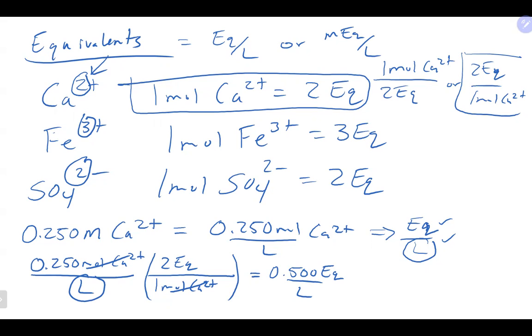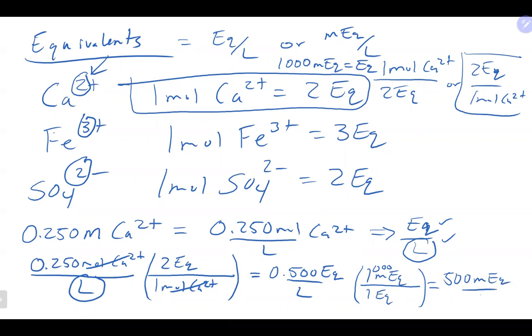And if I wanted milliequivalents, milliequivalents is the same thing as milliliters and liters. There are 1,000 milliequivalents in an equivalent. So if we wanted milliequivalents per liter, you would just do one more conversion, where in 1 equivalent there are 1,000 milliequivalents. It's really the milli conversion, which is 1,000, and we would have 500 milliequivalents per liter. So sometimes we use the charges to get a conversion factor between moles and equivalents.